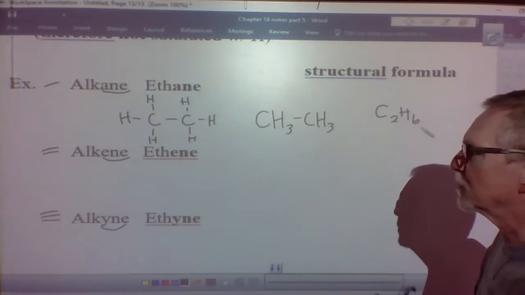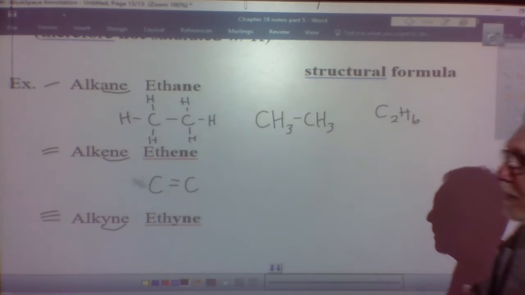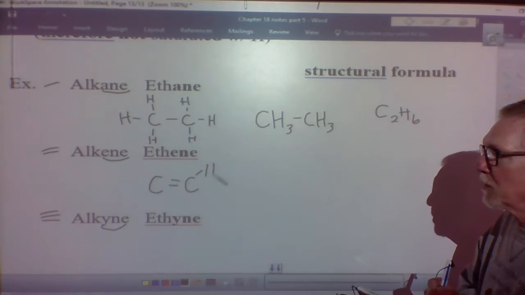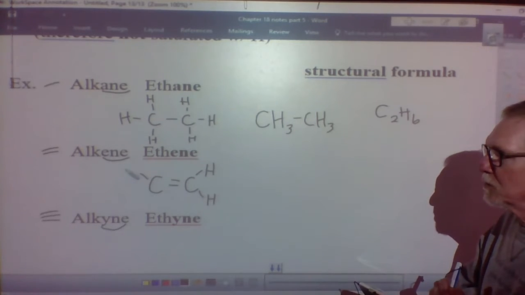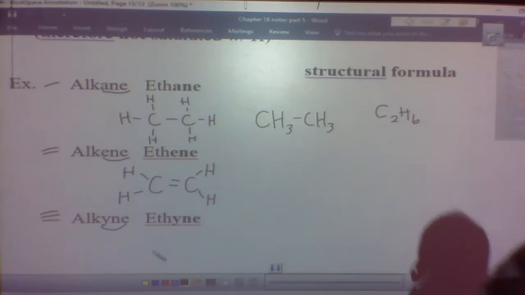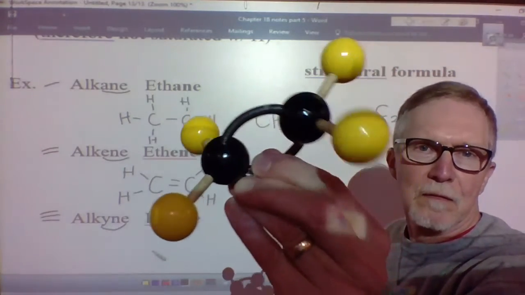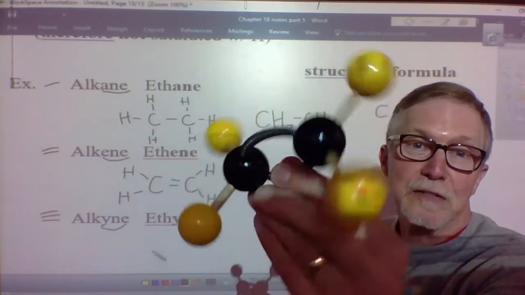Ethene, notice it's still 2, but there's going to be a double bond between them. Now that takes 2 of the bonds necessary for each carbon. So each carbon only needs 2 hydrogens, like that. What's that going to look like? Like this. So there are less hydrogens, so it's unsaturated.